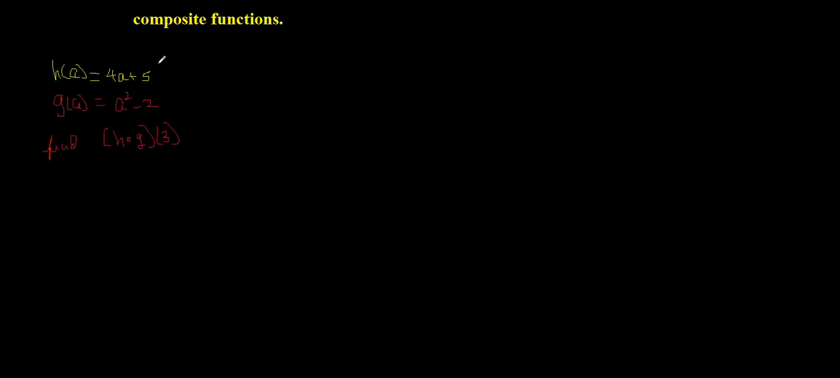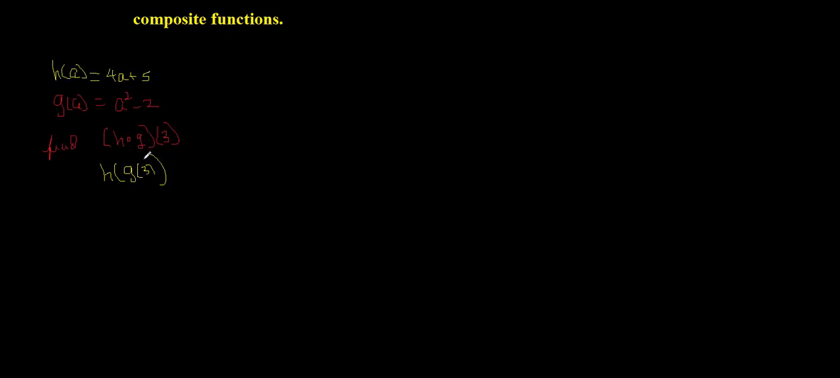Okay, so we are working with composite functions here. Here I have a couple of examples of two functions. For example, h of a equals 4a plus 5, g of a equals a squared minus 2, and our task is to find h composite g of 3, or in other words, h of g of 3.